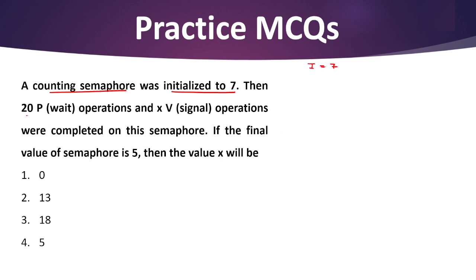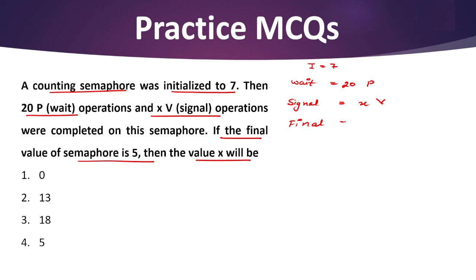Then 20 P wait operations are there. So wait operation is 20 P. Then we have signal operation, that is x V. And also if the final value of semaphore is 5, then what will be the value of x? So they have also given the final value as 5, and we have to find the value of x, that is the value of signal.